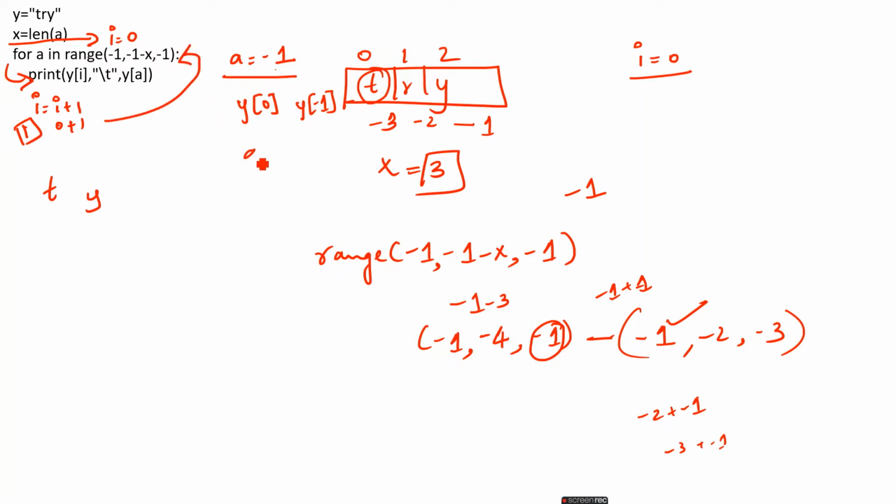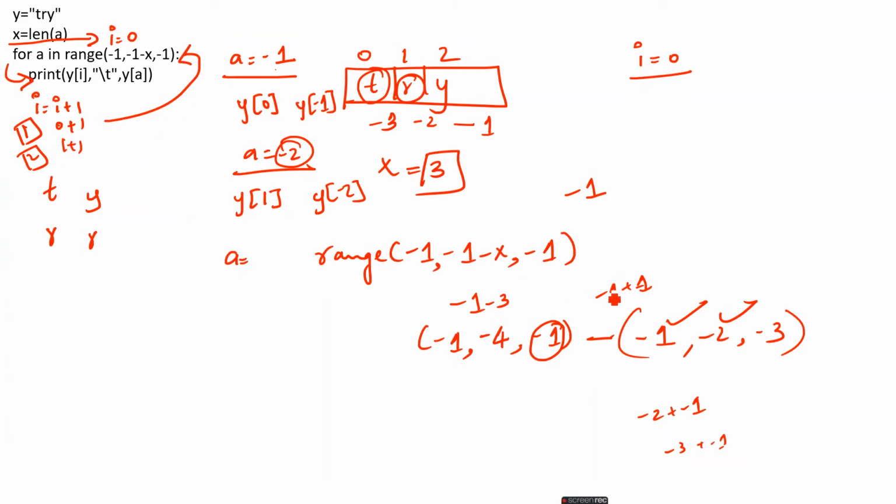Again, the next value for a will be -2. We have taken -2. Then print y of i. What is y of i? The value of i is 1 now. Y of 1, that is r. So r is printed. Backslash t means space. Next, y of a. The value of a is -2. What is y of -2? That is r. R is printed. Next, i equal to i plus 1. Now the value of i is 1. 1 plus 1, it is 2. Now we are going back to the loop for a in range.